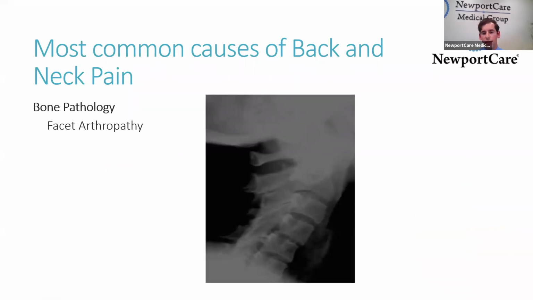Here we see an X-ray of a cervical spine with severe facet arthropathy. The facets are typically located back here, and typically we see a little bit of space between the facets, but here we virtually see no space in between them at all, with a lot of fuzziness of the bone indicating very severe advanced arthritis of the facet joints.